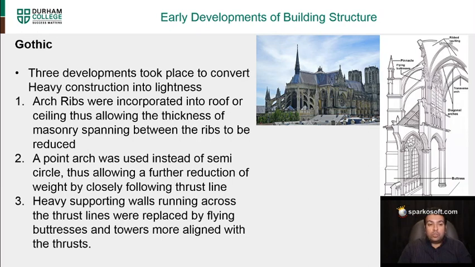Then they had the pointed arch that was used instead of the semicircle, allowing further reduction of weight by following the thrust line closely. If you make it bigger, you have to make the structure bigger because the thrust line goes larger. But if you make the thrust line smaller, you can make the structure lighter. Heavy supporting walls running across the thrust lines were replaced by flying buttresses and towers more aligned with the thrust. Here you can see on the sides, they have these flying buttresses that support the actual structure itself. So this was a new technology that was developed and really helped building structures.